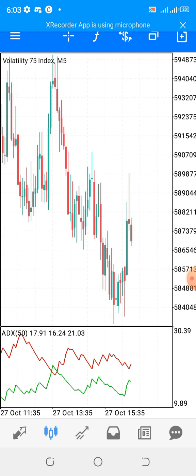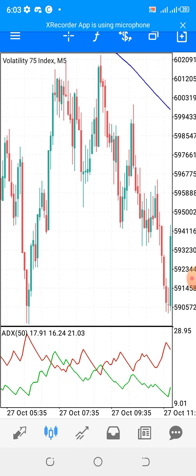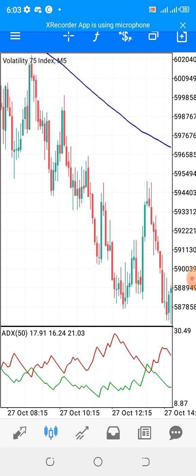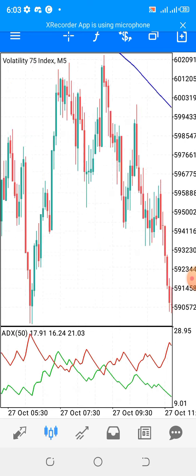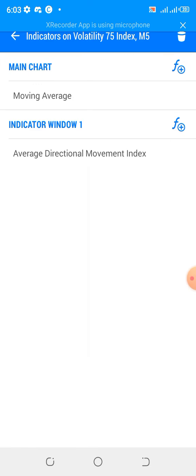This is the current chart, 27 October. Do you understand? So if you make your trade, this is a huge profit. Now let me show you the settings.